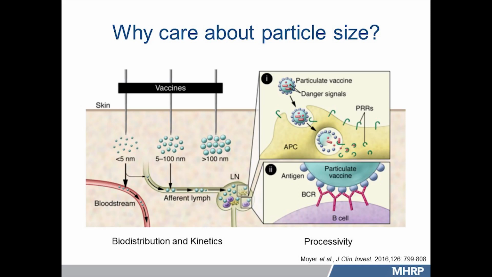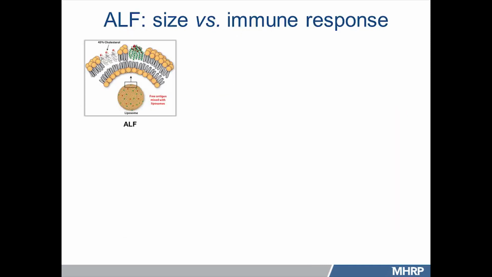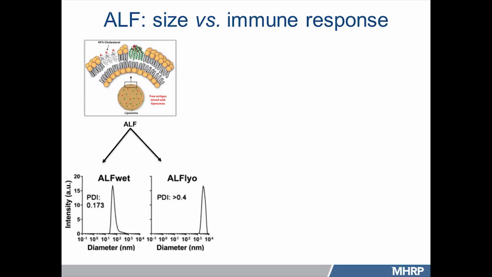In case of ALF, we have some data. We have this formulation ALF, which contains identical chemical composition, and we create two formulations which just differ in the particle size distribution. ALF wet has only small size liposomes, while ALF Lyo has small as well as large liposomes. This graph is just showing you the large particles because the dynamic light scattering graph does not actually take care of the small size particles when they are mixed with the large particles, and because they are polydisperse in nature, that is indicated by the high polydispersity index, PDI, for this formulation. So these results are not quite reliable.